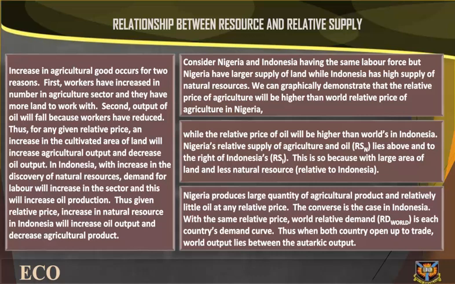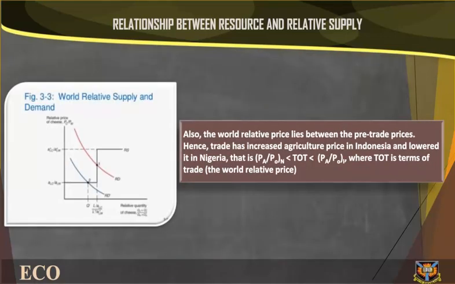With the same relative price, the relative demand of the world is each country's demand curve. Thus, when both countries open up to trade, output lies between the autarkic outputs. Also, the world relative price lies between the pre-trade prices. Hence, trade has increased the agriculture price in Indonesia and lowered it in Nigeria. That is, where TOT is the terms of trade, the world relative price.